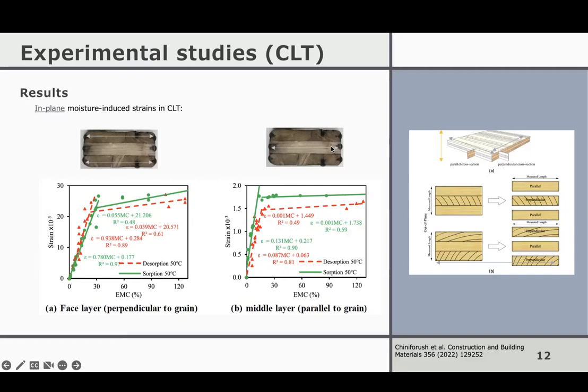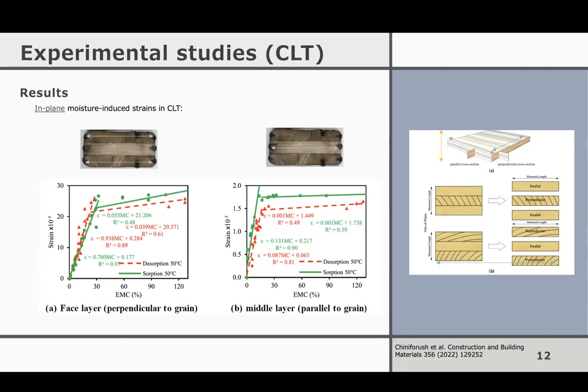In the middle layer, when we are looking at expansion parallel to the grain, the coefficient is even 10 times lower. So it means CLT is more stable along the grain direction, and these two coefficients are about 10 times different. In other words, the faces of CLT expand and shrink more than the middle layer, although their shrinkage is still less than wood, but it's not homogeneous because the material is layered. So they don't really shrink the same through the thickness of the panel.